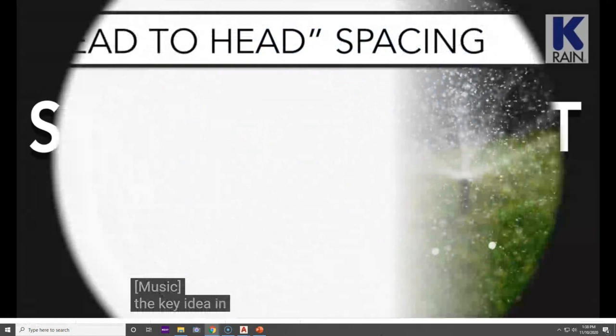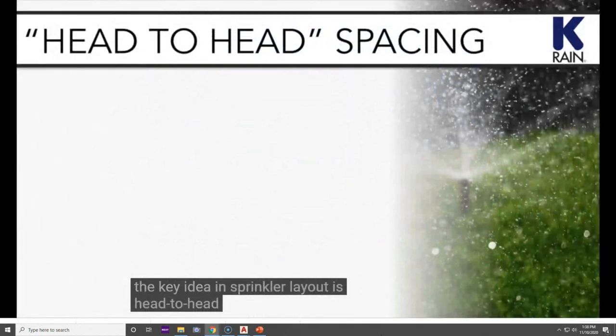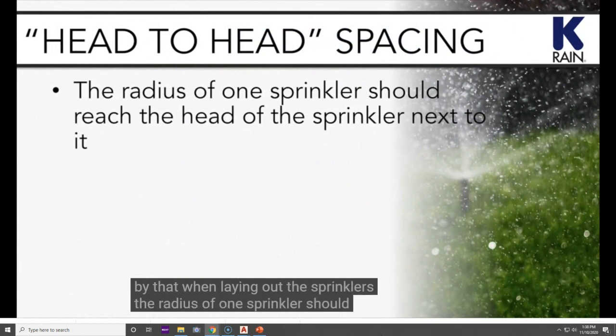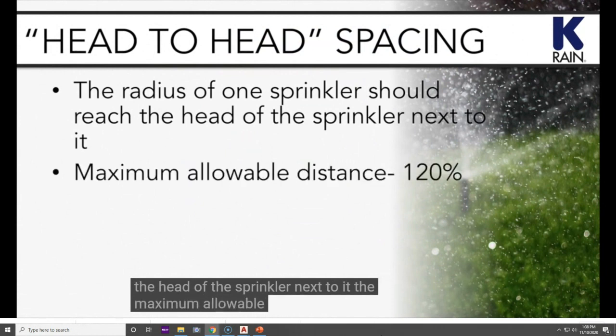The key idea in sprinkler layout is head-to-head spacing. Now, what do I mean by that? When laying out the sprinklers, the radius of one sprinkler should reach the head of the sprinkler next to it. The maximum allowable distance between sprinklers is 120% of the sprinkler radius.